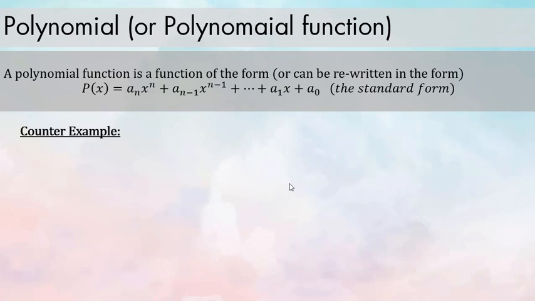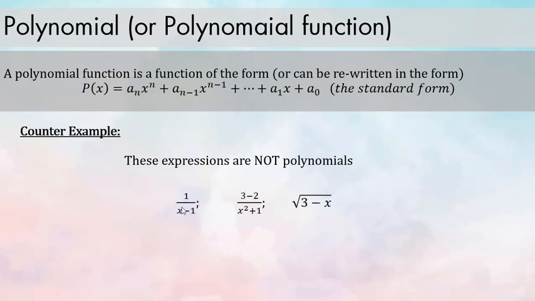In order to have a thorough understanding of something, we want to have not only examples but also counterexamples. Counterexamples are examples of something that are not of the concept. For example, these expressions are not polynomials. Here, 1 over x minus 1, 3 minus 2 divided by x^2 plus 1, and the square root of 3 minus x. These are not polynomials.